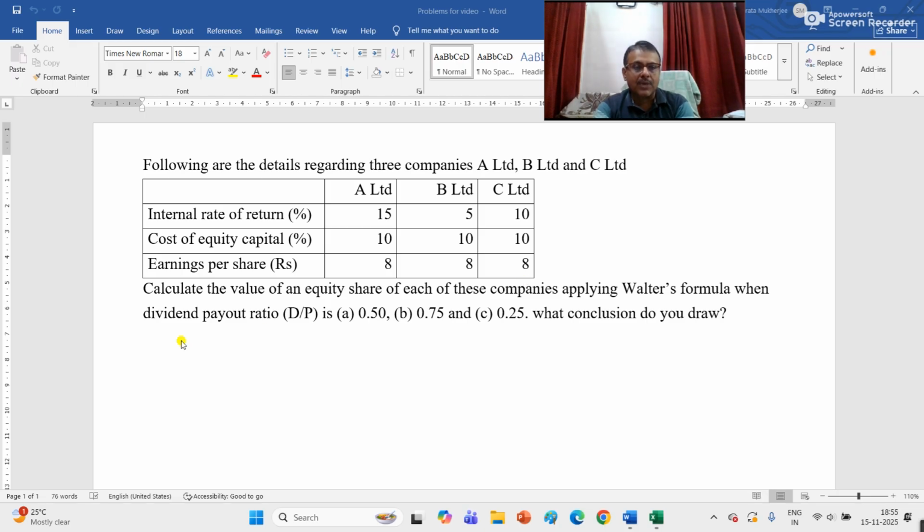We are supposed to calculate the value of an equity share of each of these companies applying Walter's formula when dividend payout ratio is 0.5, 0.75 and 0.25. And what conclusion do you draw? So let us proceed.